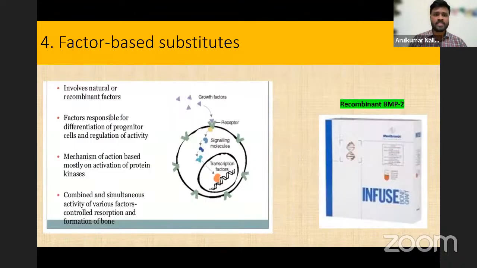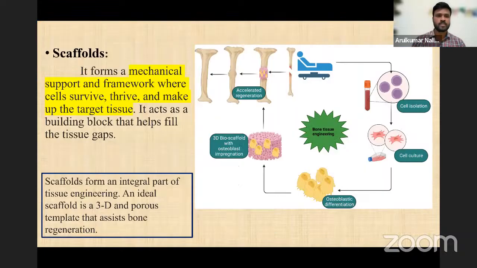So the other entity is the factor-based substitutes. It includes mainly the natural and recombinant factors such as bone marrow, bone morphogenic protein 2, platelet-derived growth factor, or insulin-like growth factors. These are all the main commonly used growth factors in our clinical practice. So what we are regularly using is this recombinant bone morphogenic protein 2, commonly available as Infuse from Medtronic, that we use in spinal fusion surgeries.